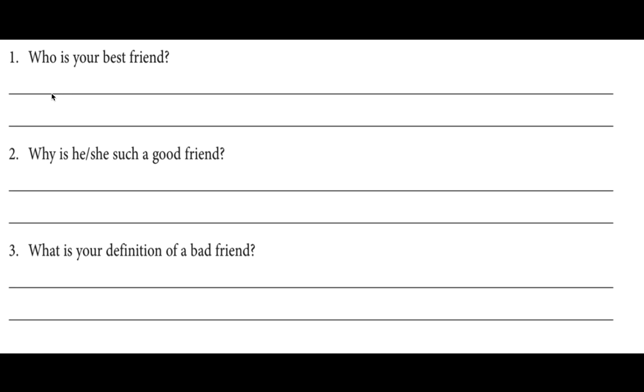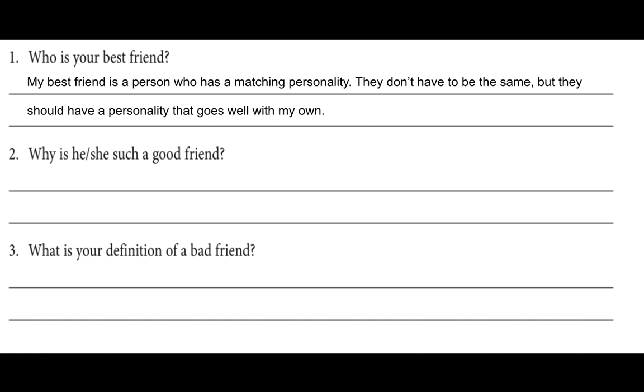Okay, so let's look at my answers. So who is your best friend? My best friend is a person who has a matching personality. So we are similar. So my best friend is someone who is similar. They don't have to be the same, but they should have a personality that goes well with my own. Goes well with. When two things are good together.